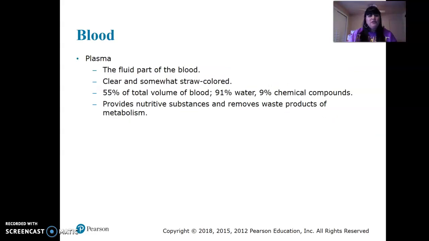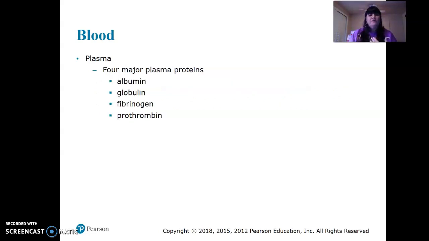So transfusion, they talk about that. So plasma, the fluid portion, is 55% of the total volume, 91% water. The rest are electrolytes, proteins, fats, and so on. Okay, the 4 major plasma proteins.